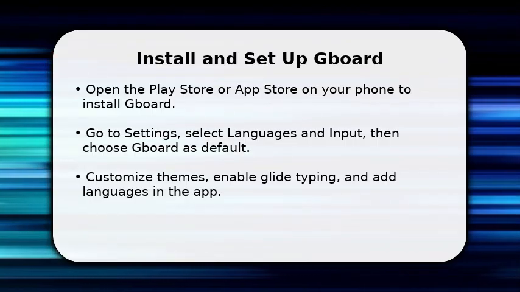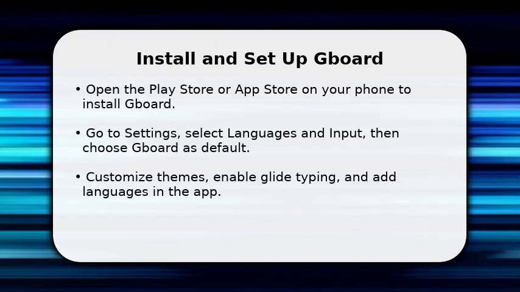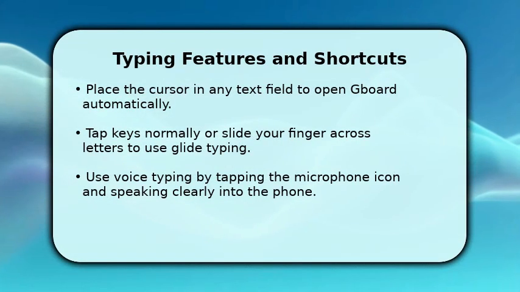Customize themes, enable glide typing, and add languages in the app. Switch keyboards quickly by tapping the globe icon on the bottom row. Review Google's privacy settings to control data shared for. Place the cursor in any text field to open Gboard automatically.